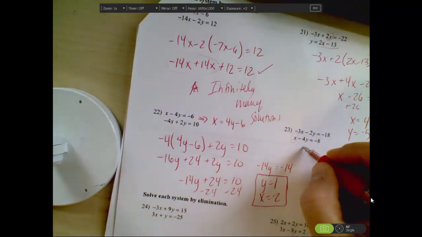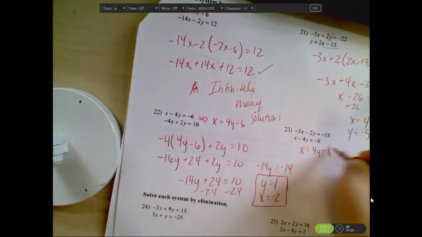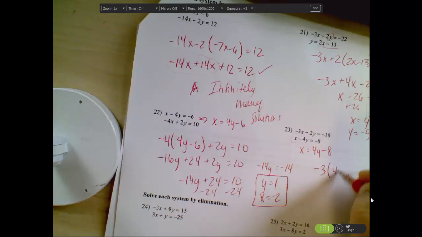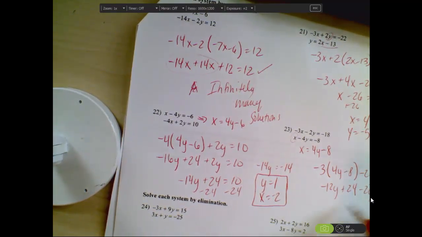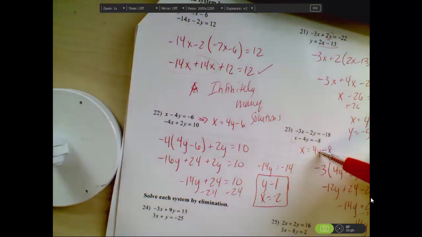Solve for the one with a 1 in front of it, so x equals 4y minus 8. Take out the x. Distribute. Combine like terms, so it's negative 14y again. Subtract 24. Y equals negative 3. Then I have to find x. If y is negative 3, this is negative 12 minus 8 is negative 20.